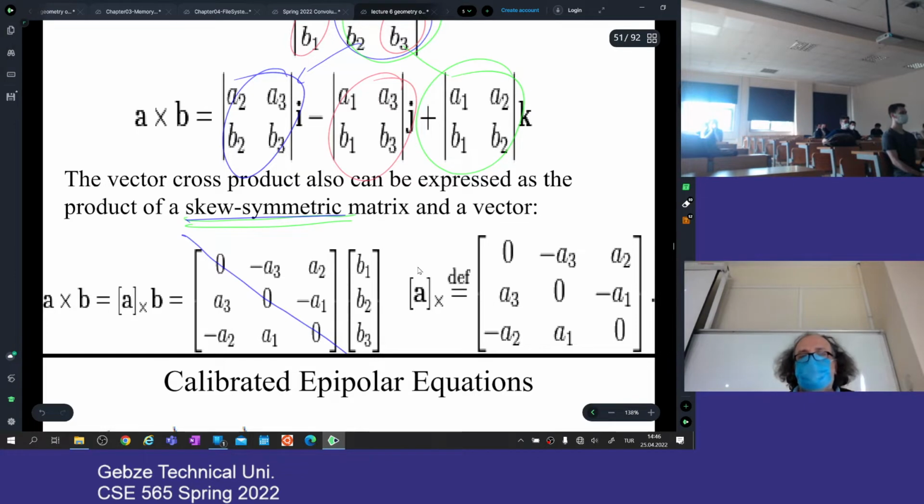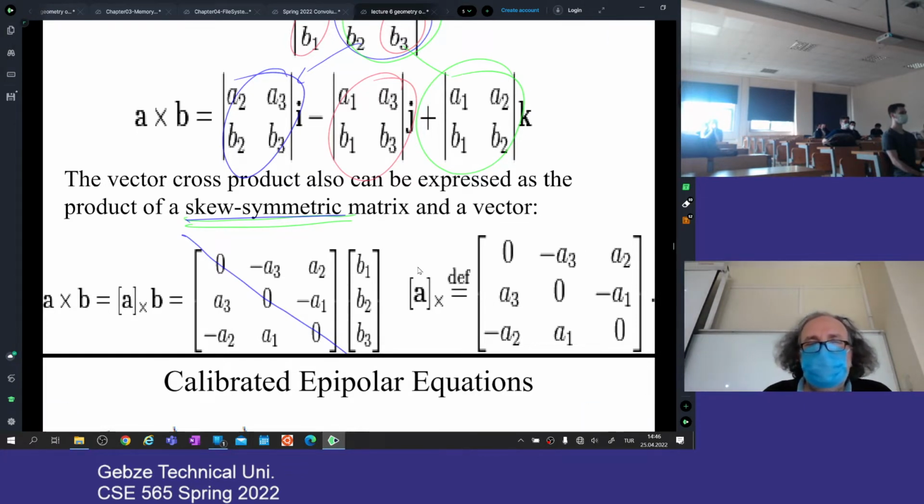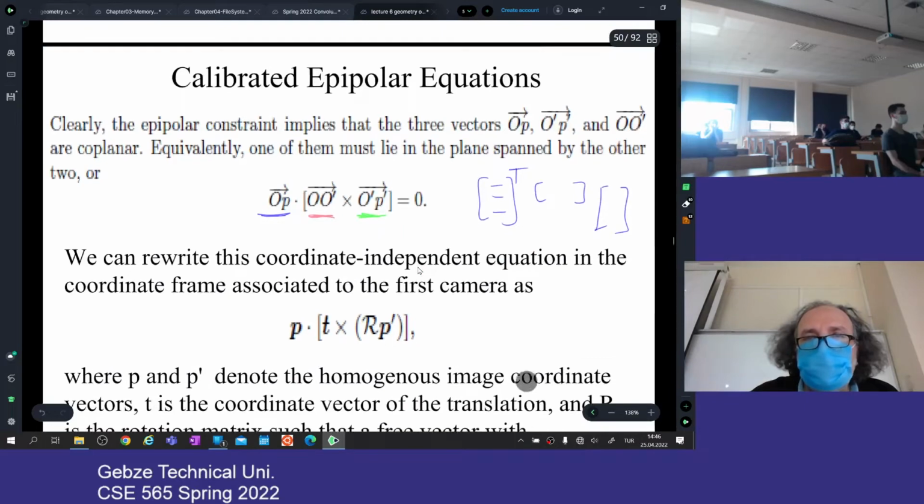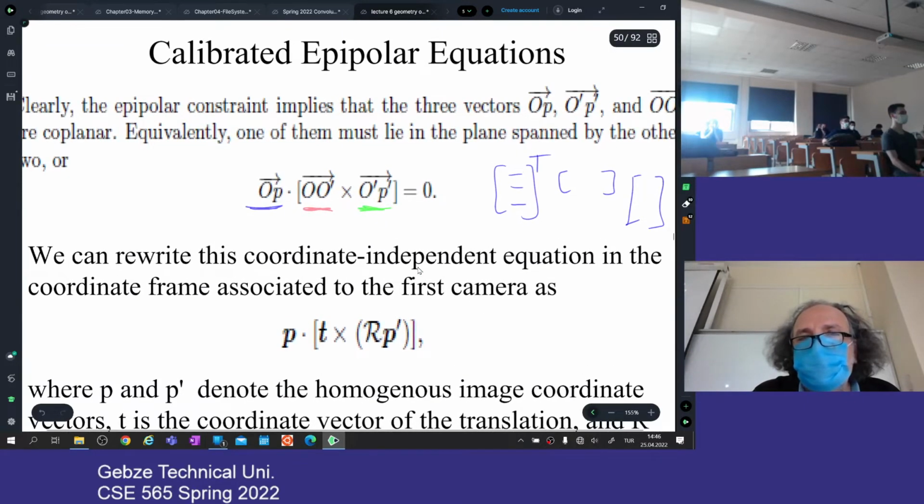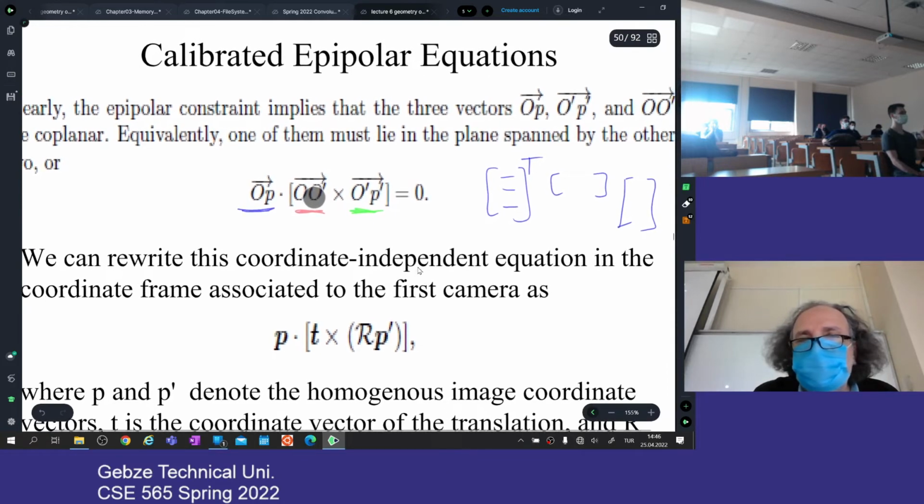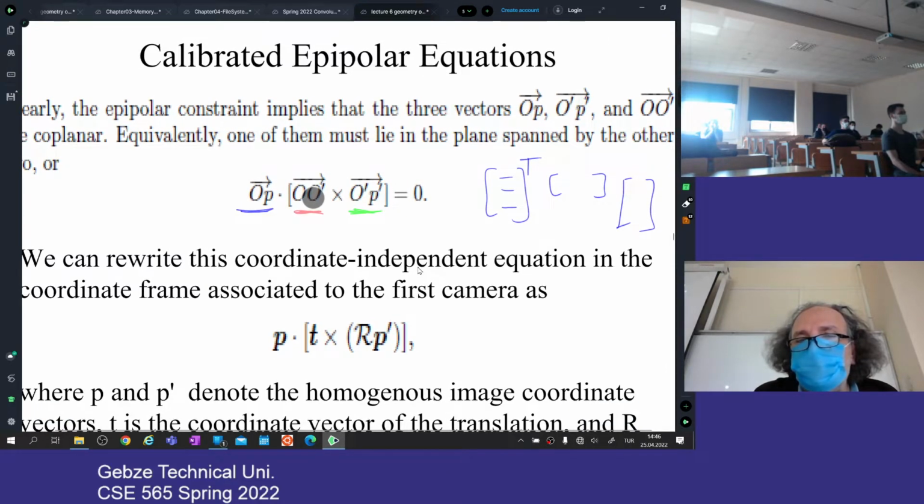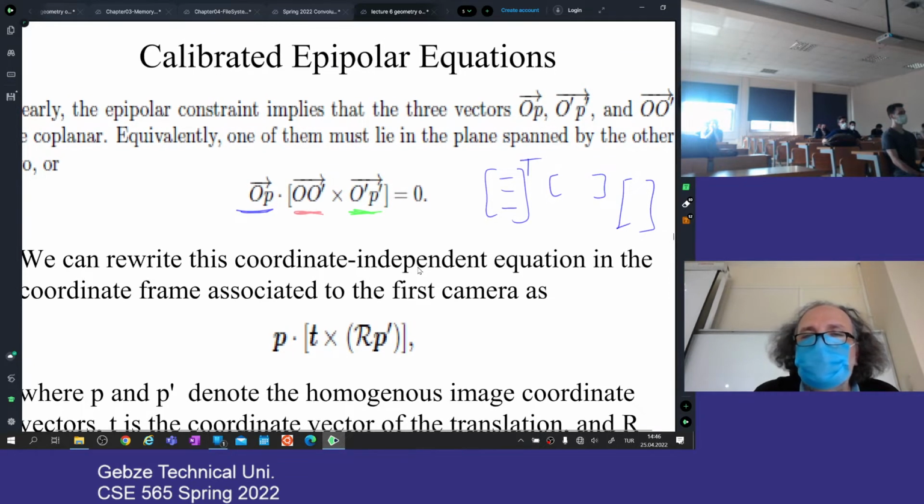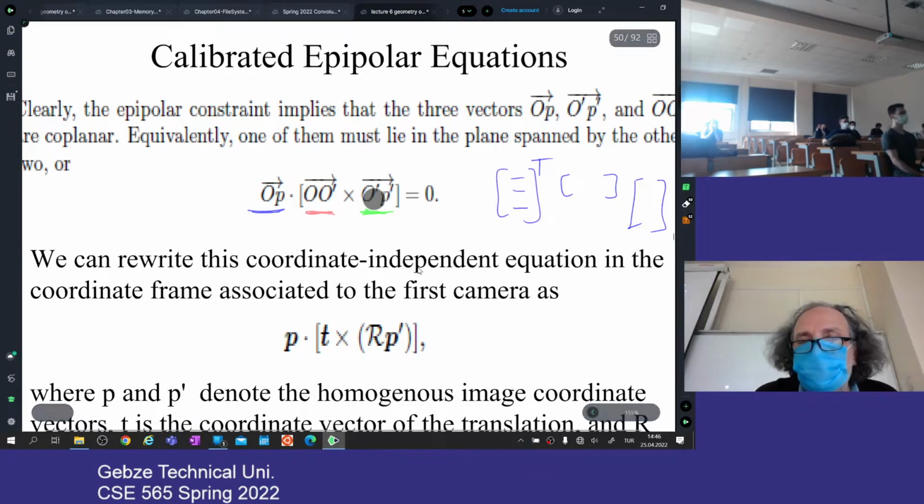So what did I achieve? If I do this matrix multiplication, I am doing the cross product. That's nice. So I am going to use this idea here. I am going to take this vector, convert it to a cross product version of it, and multiply it with this vector. That's what I am going to do.